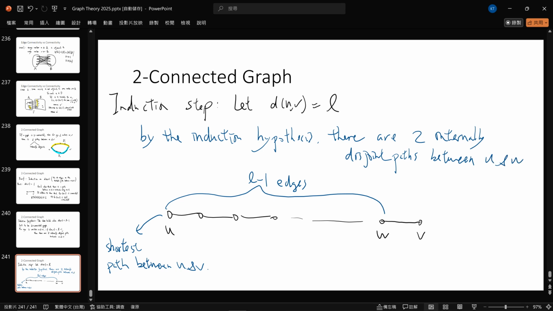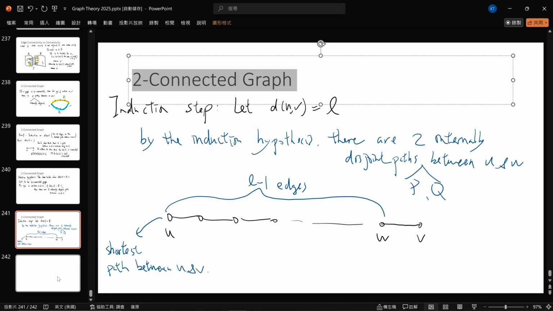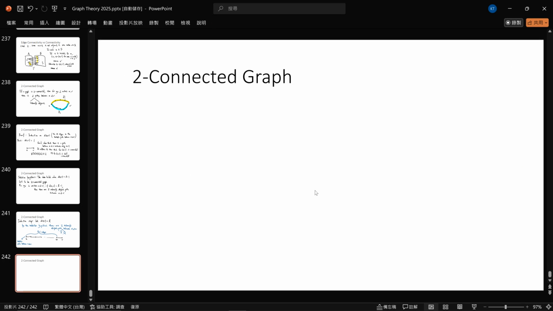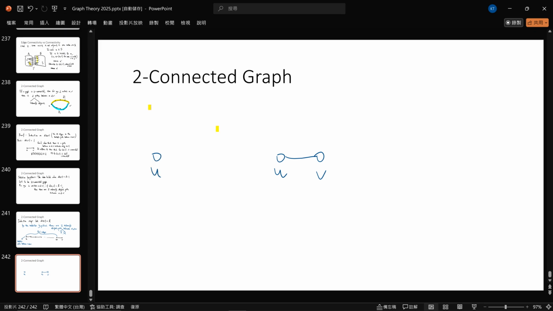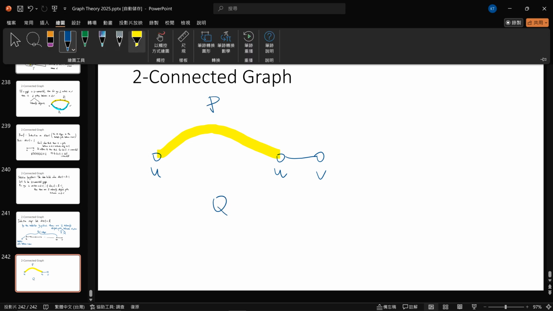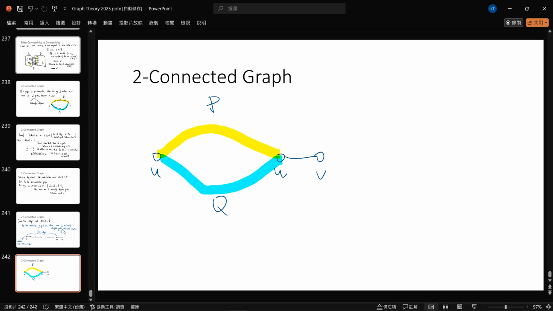Between U and W. Okay. And let's call these two paths P and Q. So this is U, this is W, and this is V. And we have two paths. So this is P, and the other is called Q. Okay?